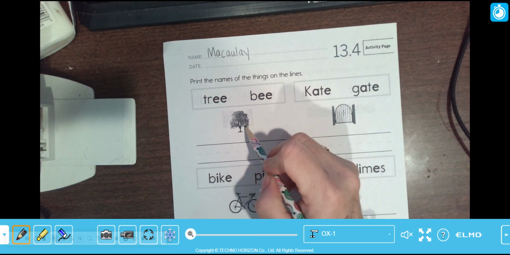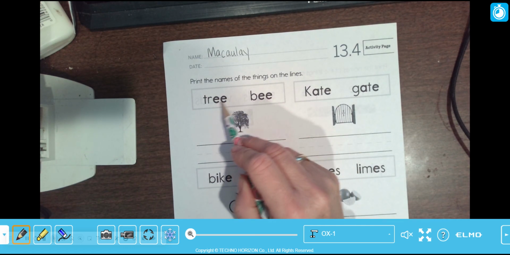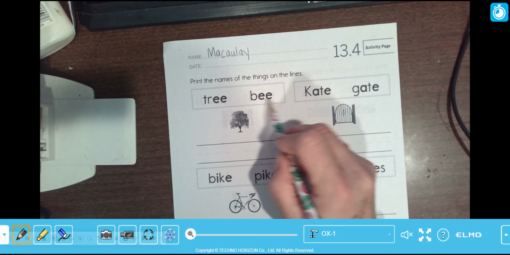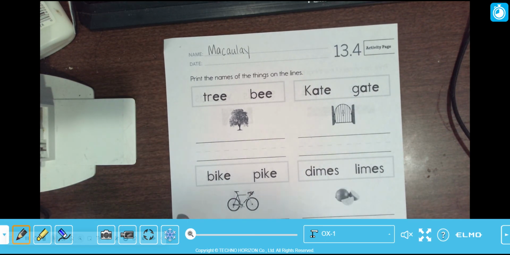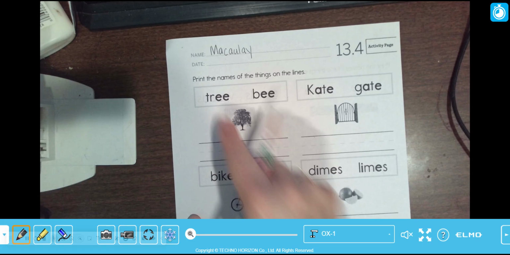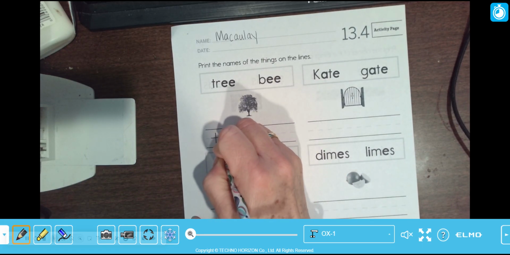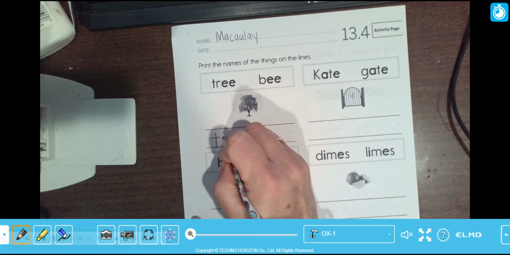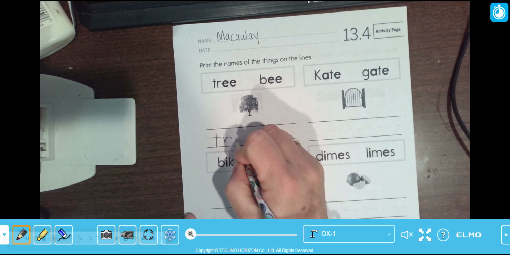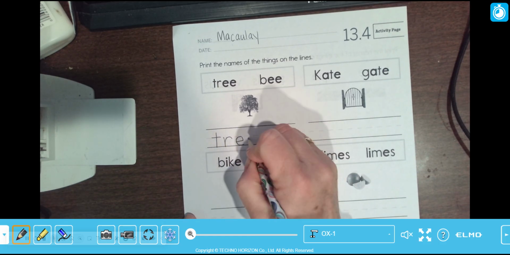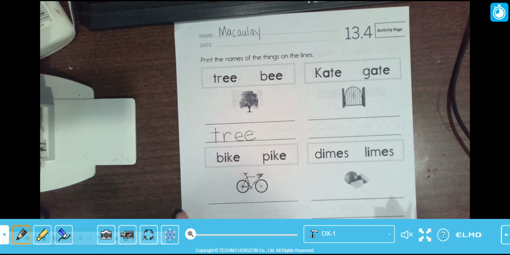So see this picture? Does this go with t, r, e, tree, or b, e, b? Which one? Yeah, it goes with tree, right? So we're going to write tree here. T is a tall. R is a small. E is a small. E is a small. Go ahead and write down the word tree.